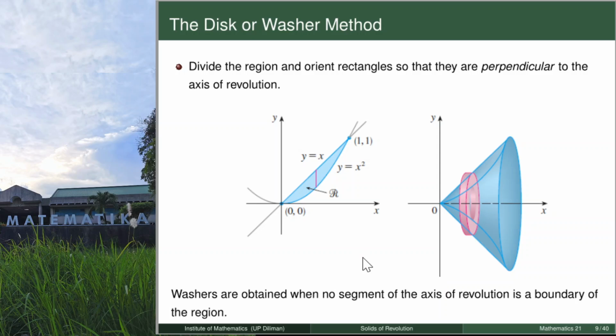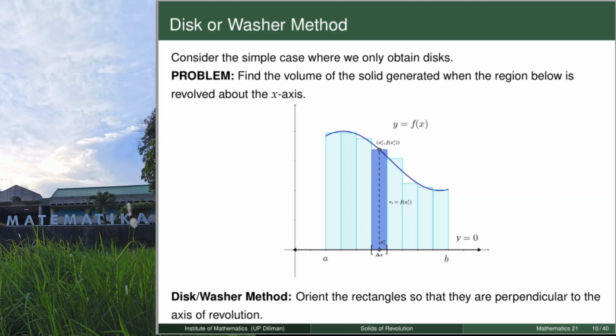So washers are obtained when none of the boundary curves of the region has a segment that coincides with the axis of revolution. So let's go to the simple case where we only obtain disks. Our problem is to find the volume of the solid generated when the region below is revolved about the x-axis, or that is y equals 0.